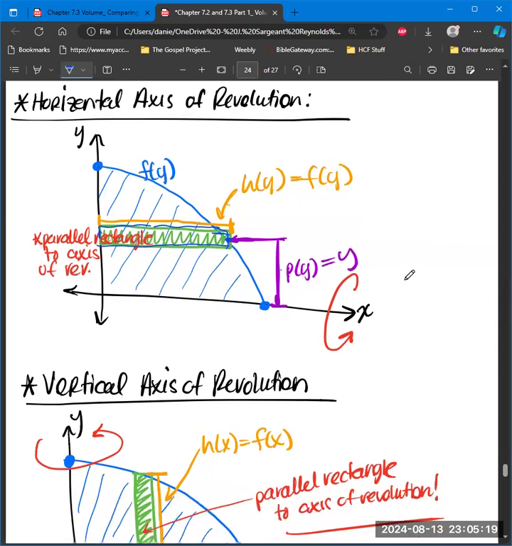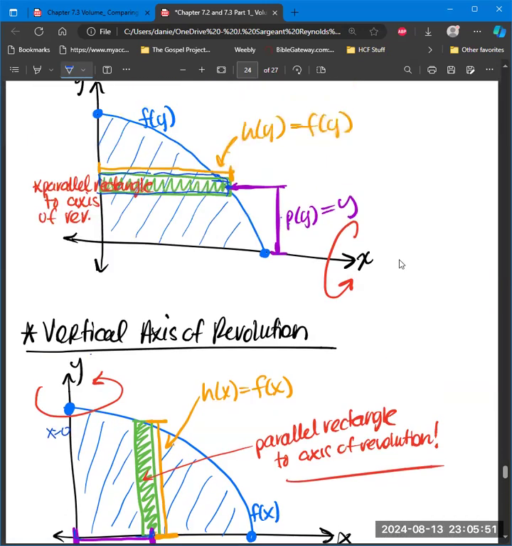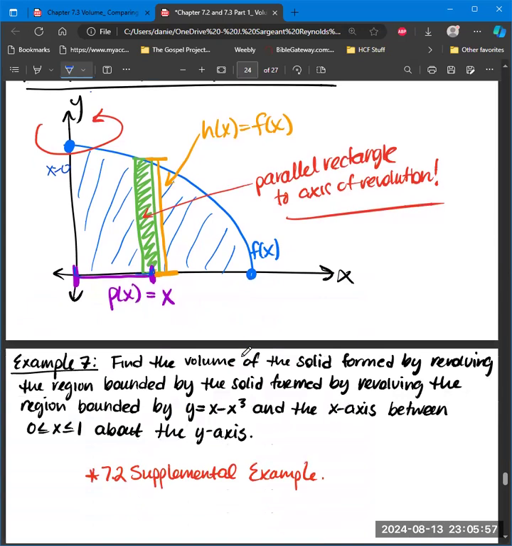So we have a vertical axis of revolution, like the y-axis here, x equals 0. Then we have vertical rectangles that are representative. Our height is going to be our f of x again. And our p of x is going to be our distance to our axis of revolution, which is going to be our x value in this case. And in this case, it's just going to be our y value. It's not always going to be x or y, but lots of times it is going to be x or y.